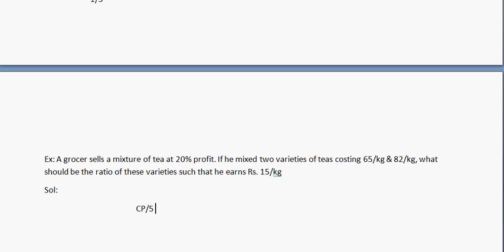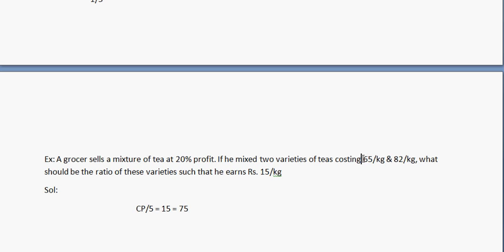We should from now on try to reduce as much writing as we can. So we should remember that 20% is equal to 1 by 5. So this is equal to 15, which means our CP is equal to 75. So by mixing 65 and 82, we should get 75. How do we do it? Simple, we will use that matrix, or we can directly write.